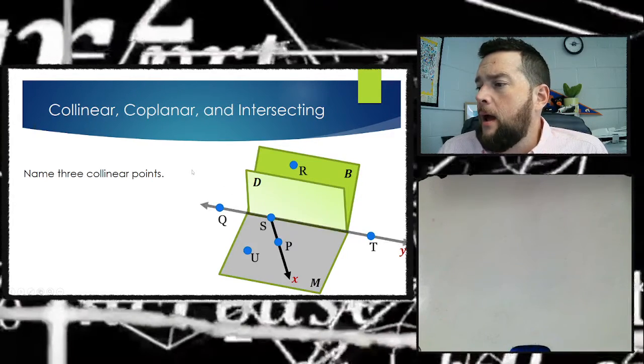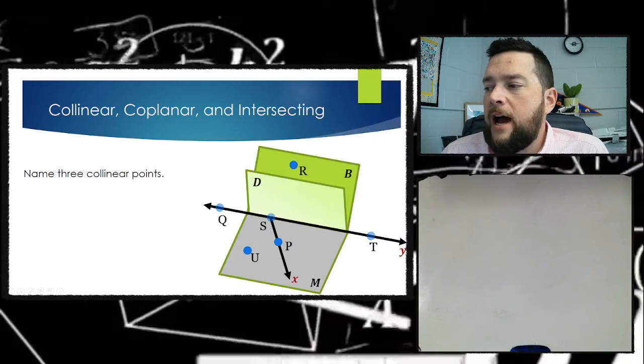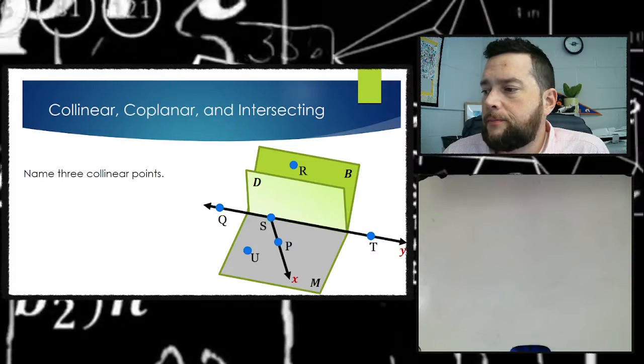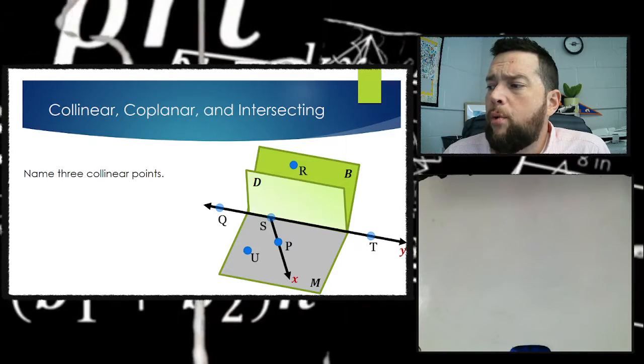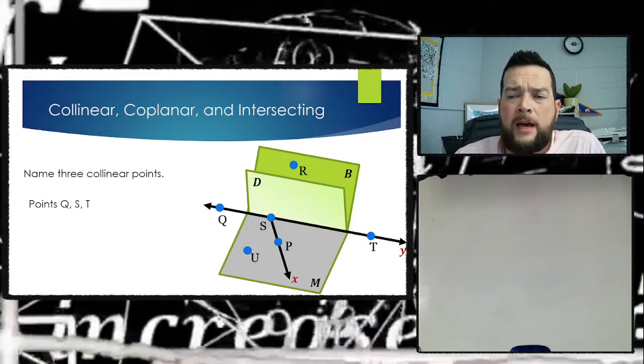All right. You see a line right here. There's only one line on this diagram. It's line Y right there. And you've got three points that are on that line, Q, S, and T. So the collinear points are Q, S, and T.